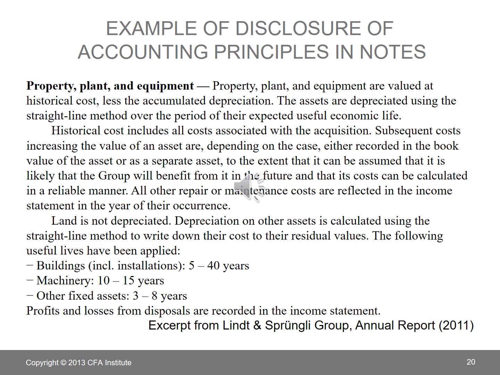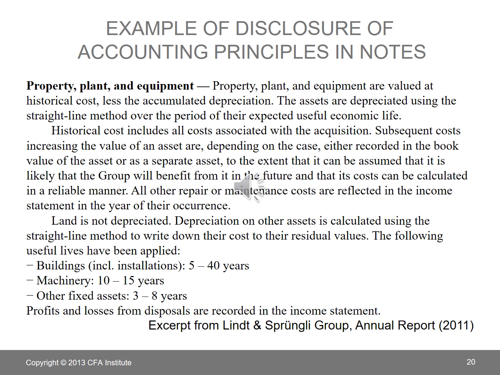Okay. For comparison, Hershey basically uses the same principles for their property, plant and equipment. They use cost value, okay, historical cost, and depreciate it on a straight line basis over the estimated useful lives of the assets.